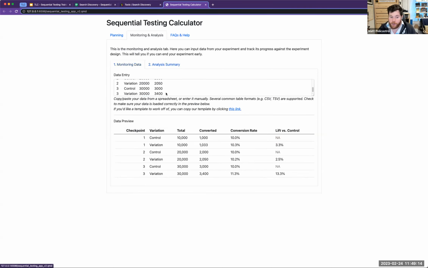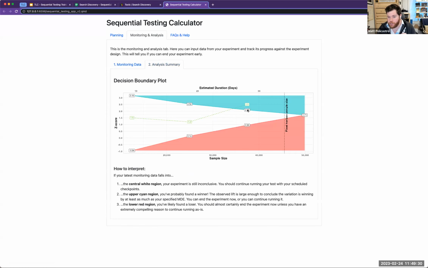But for the third checkpoint, we actually see that there's a big jump. There's a big difference in performance. This happens. Sometimes trends are not stationary or not stable in the experiments that we run. It just is what it is. And we can see that we now have a 13.3% lift. At that point in time, that is now large enough to cross our upper decision boundary. That's gone into this upper cyan region, which is the "congrats, you probably have a winner" region, and you can feel pretty confident that that winner is winning by an amount which is as large as your minimum detectable effect.